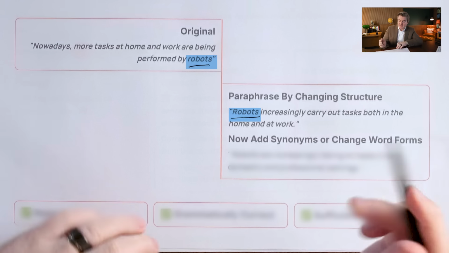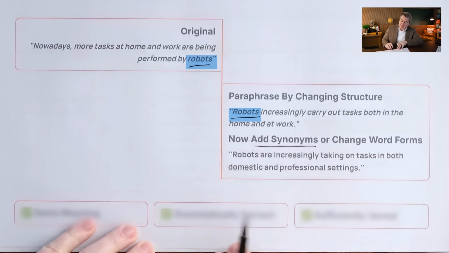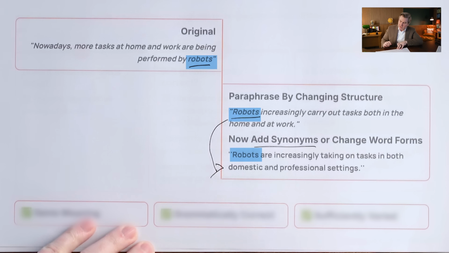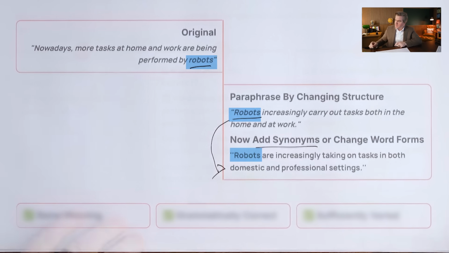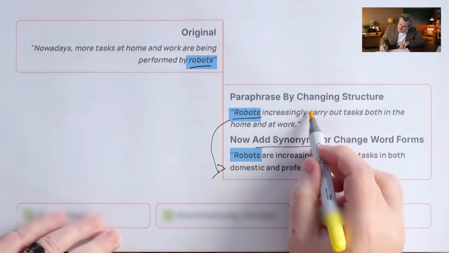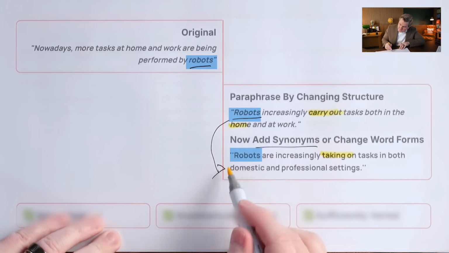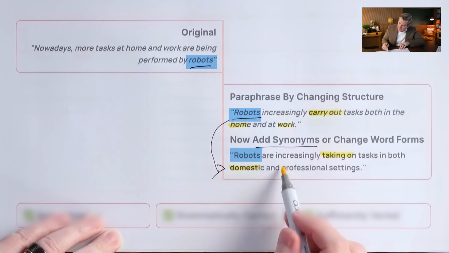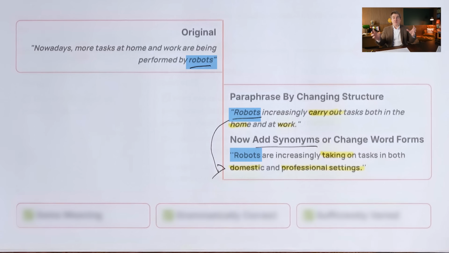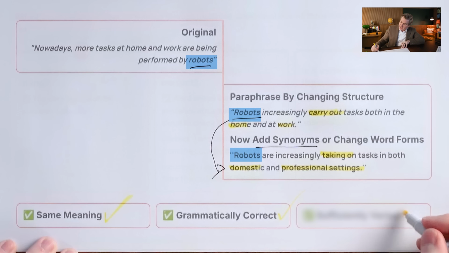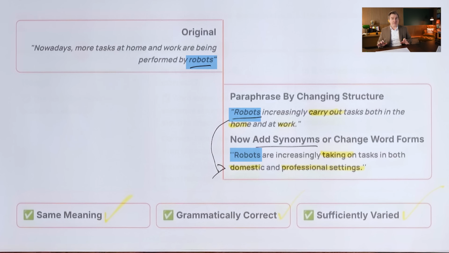Then we can combine these two, where we can add synonyms. So we've taken this sentence and then we change some of the synonyms. So instead of carry out, taking on, instead of home, domestic, instead of work, professional settings. So you can see if you combine those, it is a very, very effective technique. But make sure they have the same meaning, they're grammatically correct, and you have sufficiently varied the vocabulary.